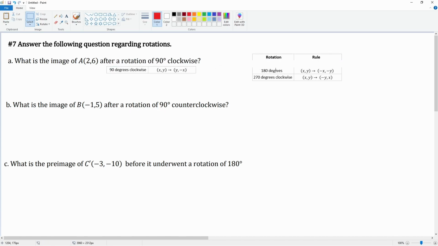Rotation of 90 degrees counterclockwise, which is the same thing as your 270 clockwise. So I'm going to grab that rule here. And then the last one is a rotation of 180. So we're going to grab the rule there. Right? This just makes your life much easier.